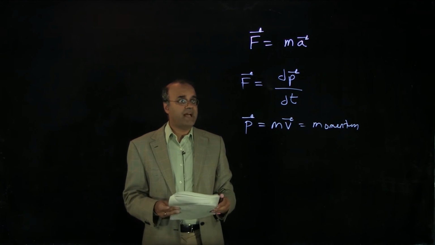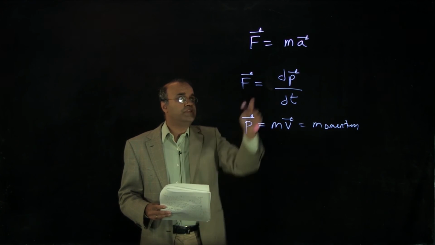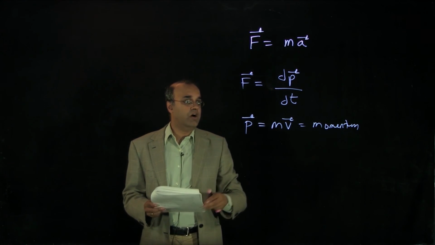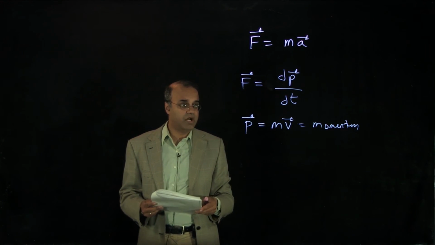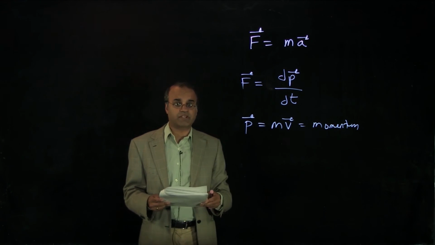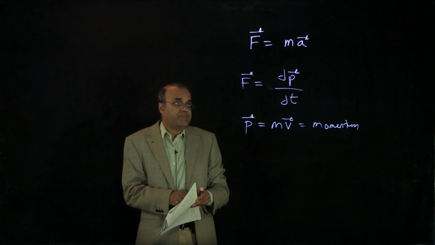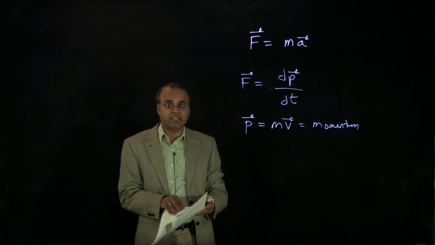Now, for a point mass that's constant, these two equations are exactly identical. If you take the derivative of m times v, where m is a constant, you just get m times the vector a, and you get the first equation back. So it's just a fancier way of writing the same thing. It doesn't convey any new information.